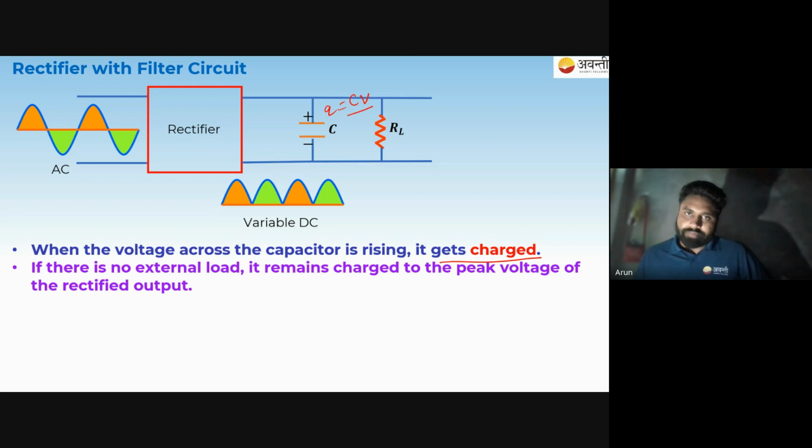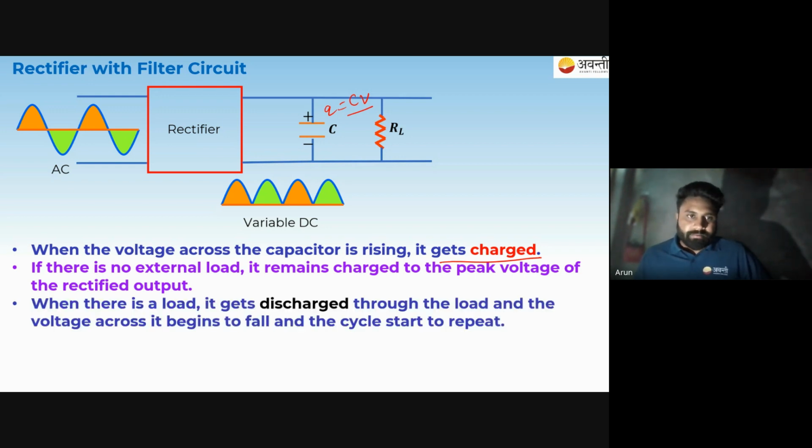Okay. Now, if the load resistance is connected to it, when there is a load, it gets discharged through the load and the voltage across it begins to fall and the cycle starts to repeat. So when this capacitor is connected to the load, it is charged by this rectifier. The rectifier charges this circuit, which is the capacitor. When we connect the load to it, it will discharge through this load. Okay. So this load resistance will use this charge as a flow of current. Okay.